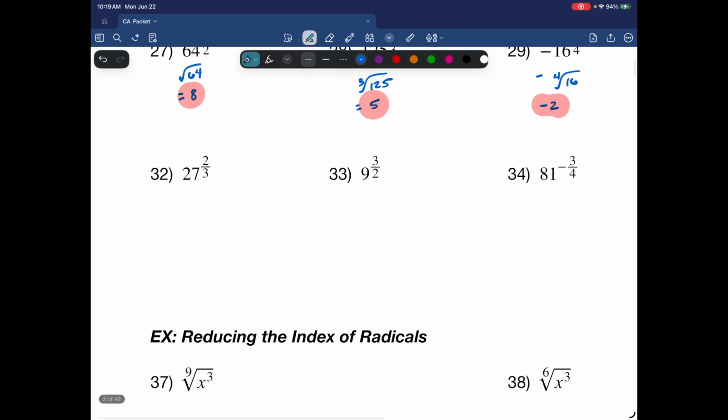32. All right, so now I have a root, I have an exponent that has a fraction that doesn't have a 1 as a numerator. So this is going to be the cube root of 27, and then I'm going to square it. The cube root of 27 is 3, so it's 3 squared, which is 9. All right, I got the square root of 9 cubed. The square root of 9 is 3, so 3 cubed is 27.